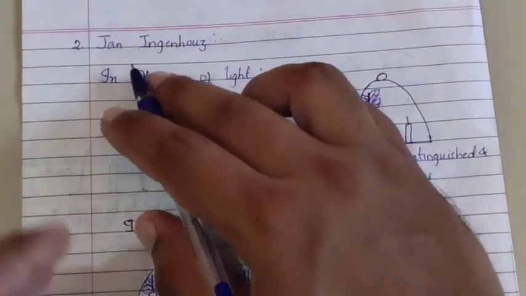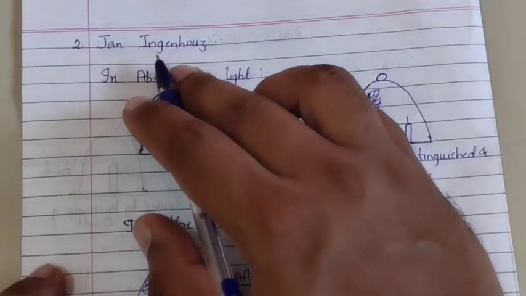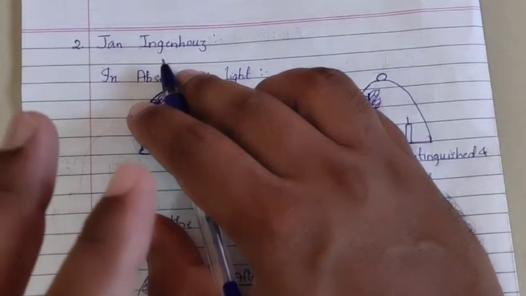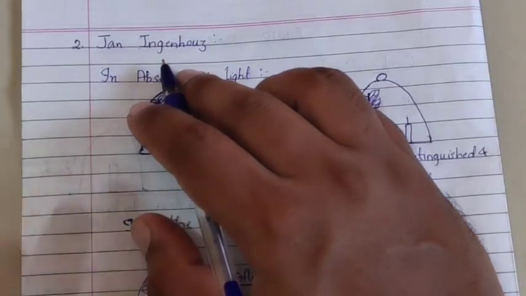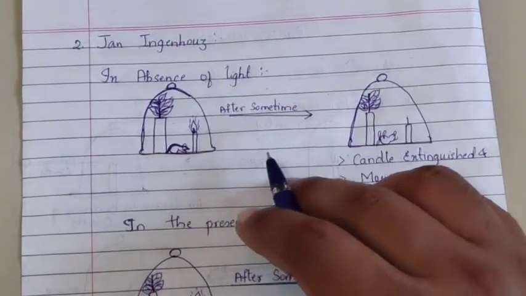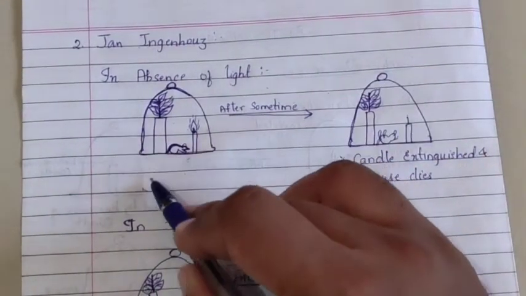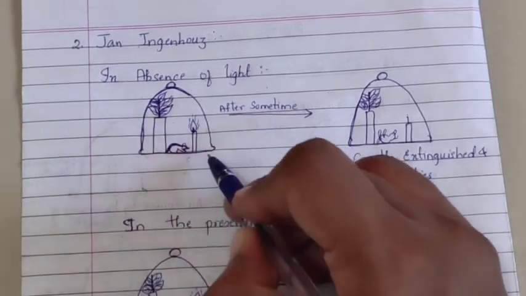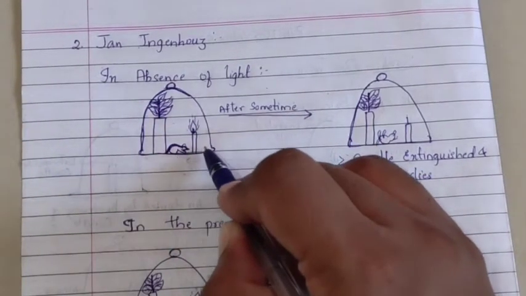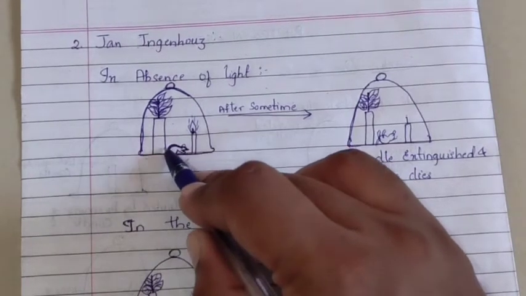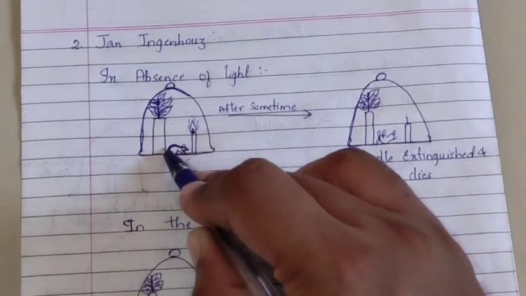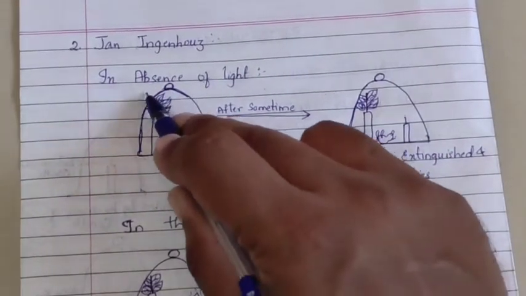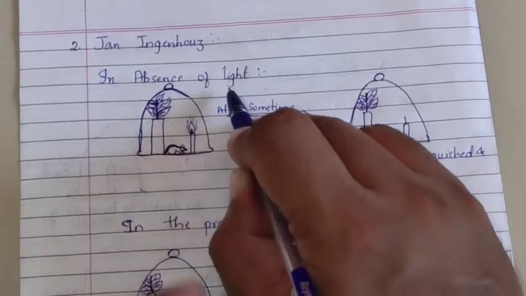Coming to the next experiment, which was performed by Jan Ingenhousz. Basically, he performed the same experiment with minor changes, the same as the experiment performed earlier by Joseph Priestley. Here he took basically the same experimental setup: the bell jar, live moss, a burning candle, and a mint plant. This whole experimental setup, first he is going to place in the absence of light, that is, in the dark.